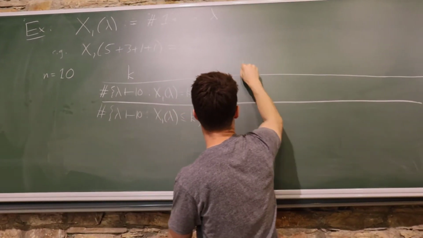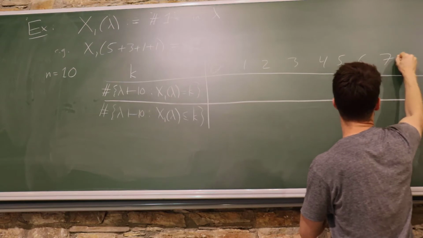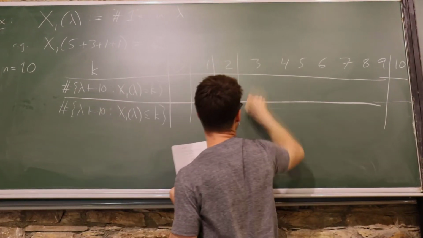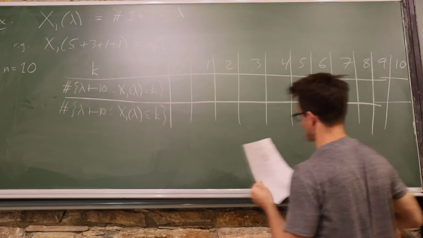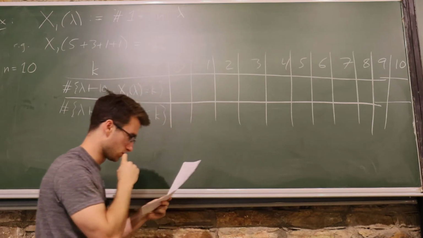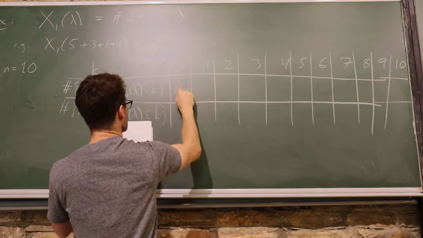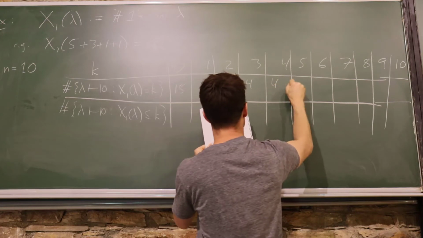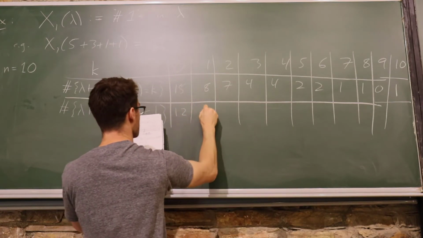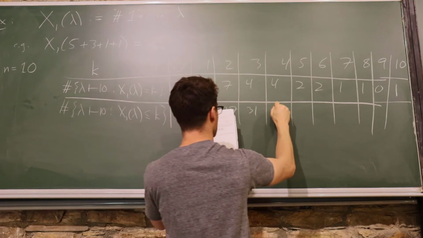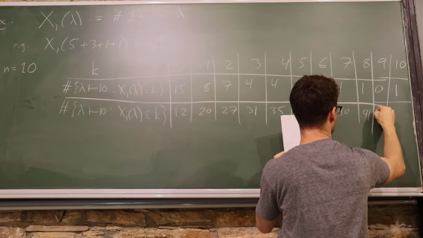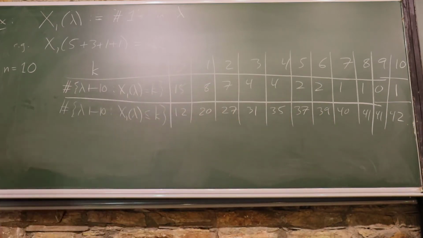So 0, 1, 2, 3, 4, 5, 6, 7, 8, 9, 10. Okay. So, 15, 8, 7, 4, 4, 2, 2, 1, 1, 0, 1, and 12, 20, 27, 31, 35, 37, 39, 40, 41, 41, 42. Okay. How is the first column together?